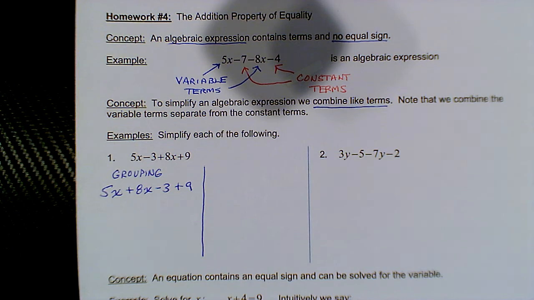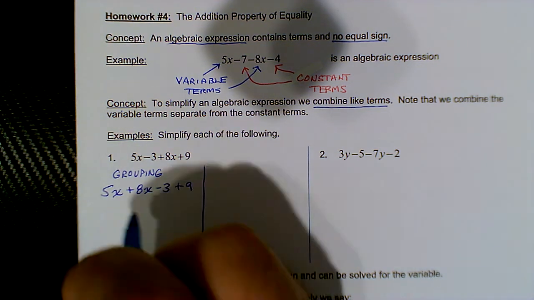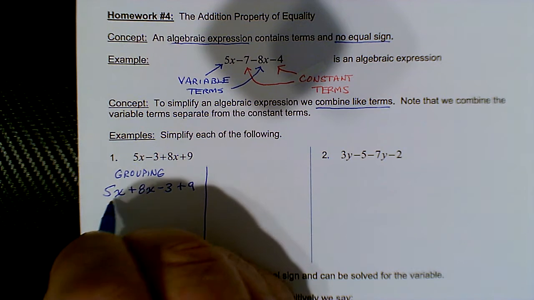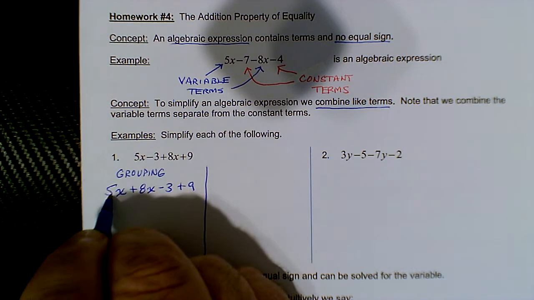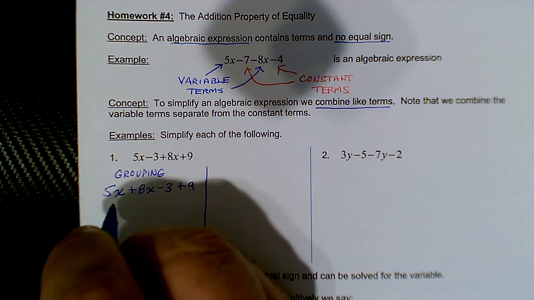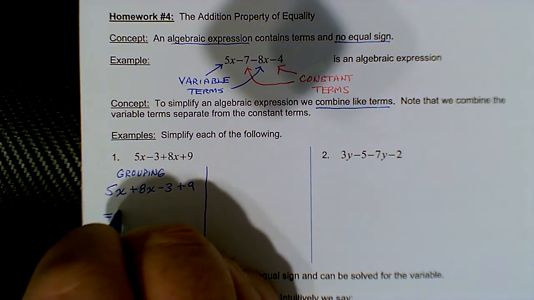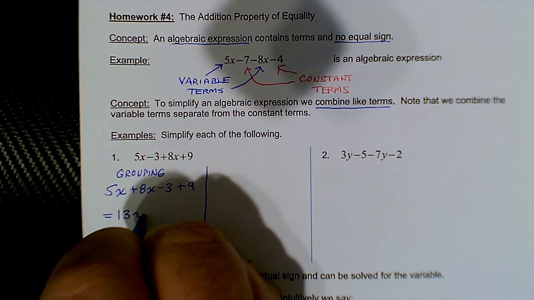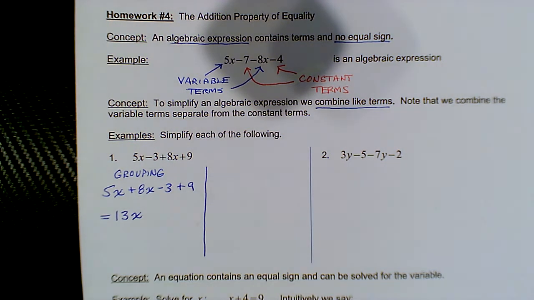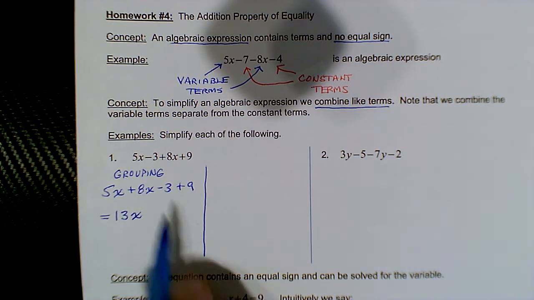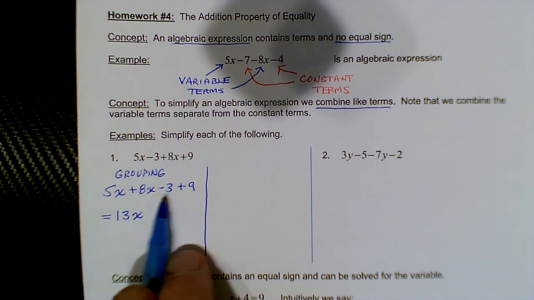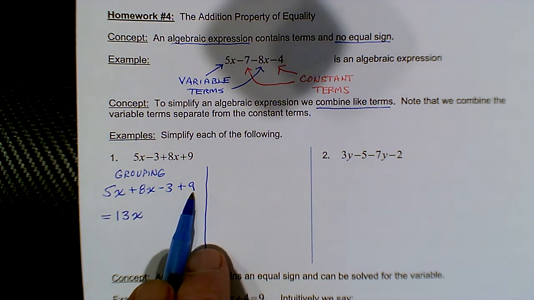But we won't worry about the formality of that. And then you can combine the x's because they're now together. So 5x plus 8x, you just simply add the coefficients. So 5 and 8 is 13. And you keep that common variable factor. So 13x. And then you combine the constant terms. So a negative 3 and a positive 9 combine to give us a positive 6.